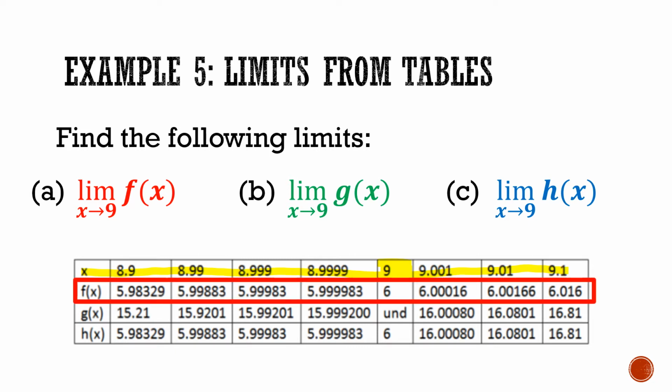All right. So as I'm approaching 9, I need to figure out what this limit is. On the left-hand side, going towards 9 from the left, it appears that my number is getting bigger and bigger and bigger, but only by a little bit at a time, and it's getting closer and closer to the number 6.